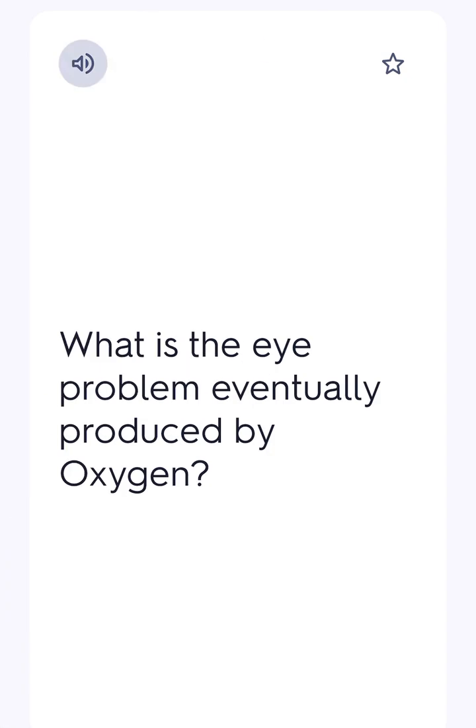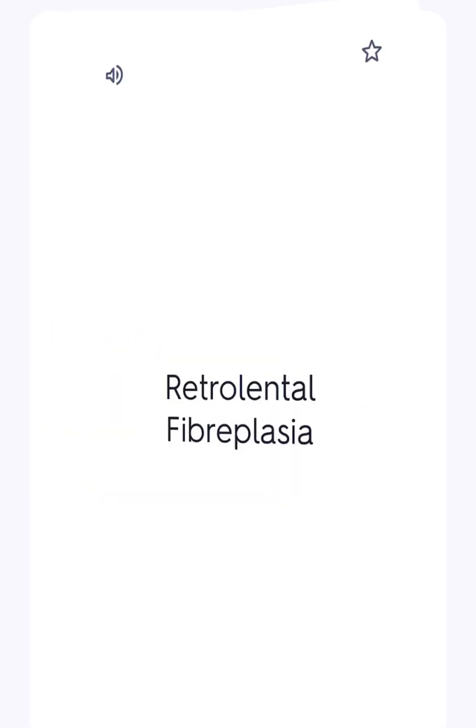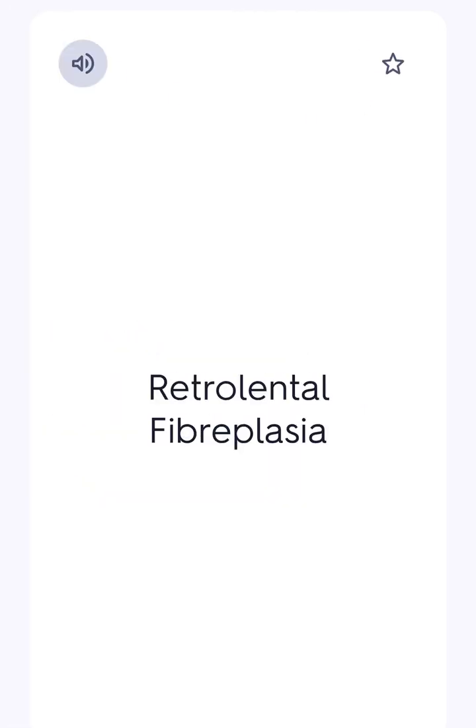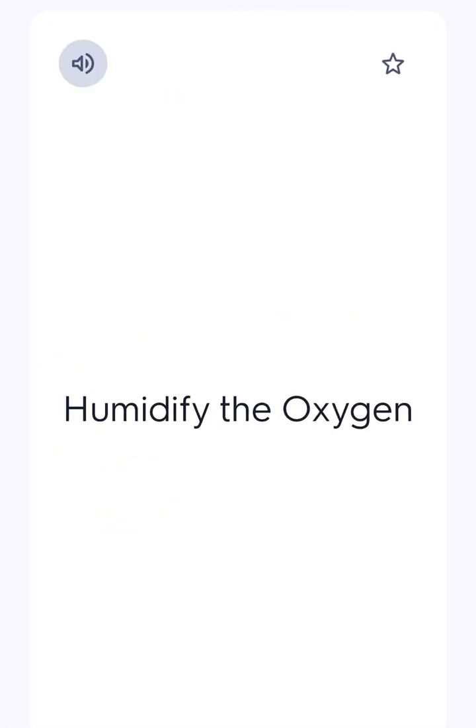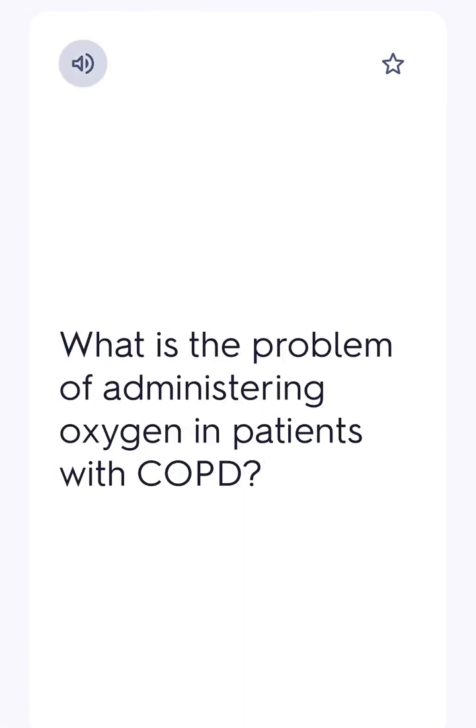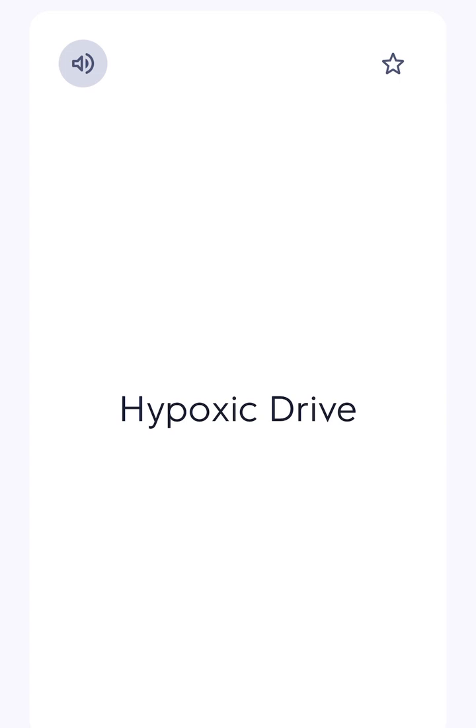What is the eye problem eventually produced by oxygen? Retrolental fibroplasia. What do you have to do with oxygen when administering more than 6 liters? Humidify the oxygen. What is the problem of administering oxygen in patients with COPD? Hypoxic drive.